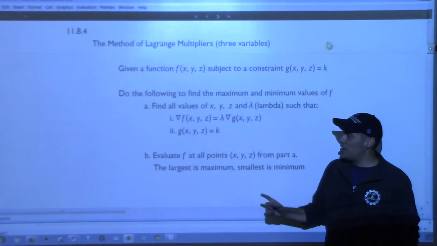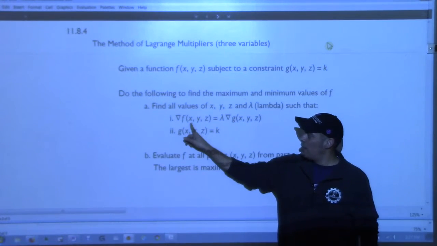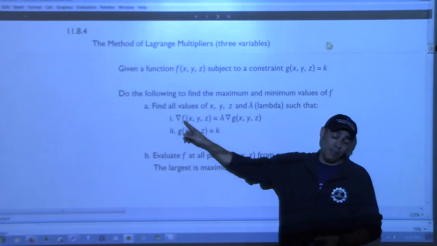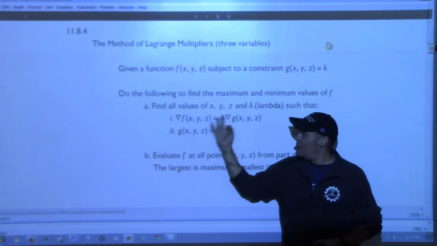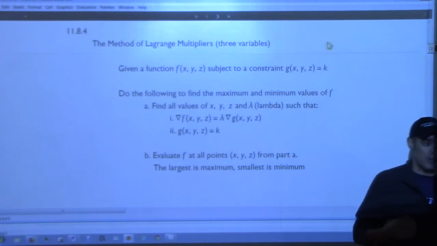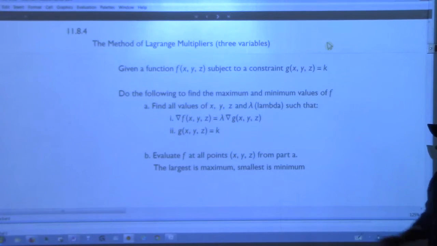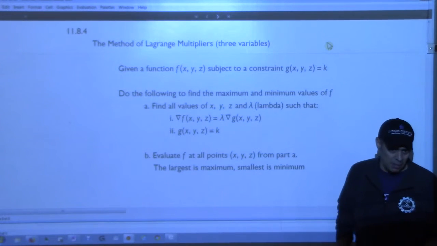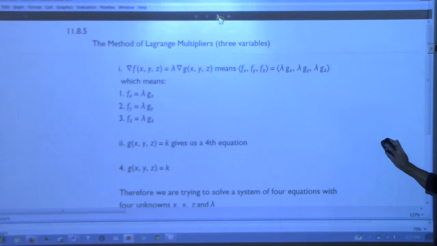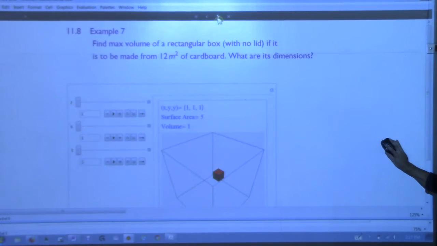The difference here is that when you take the gradient, you get partial of f with respect to x, partial of f with respect to y, and partial of f with respect to z, so you now have 3 equations up here and 1 equation down here, which gives you a total of 4 equations and 4 unknowns. So you'll be solving for x, y, z, and lambda, which becomes somewhat problematic, right? You can imagine you've got more things to keep track of now. And then here's some examples we'll do.